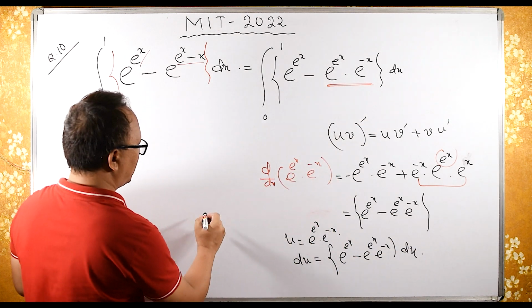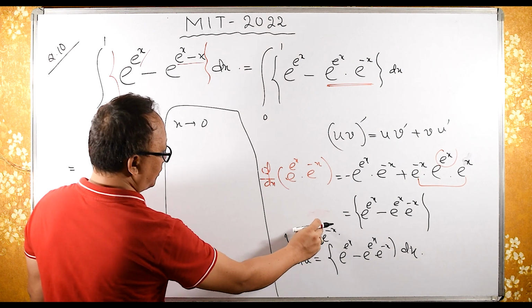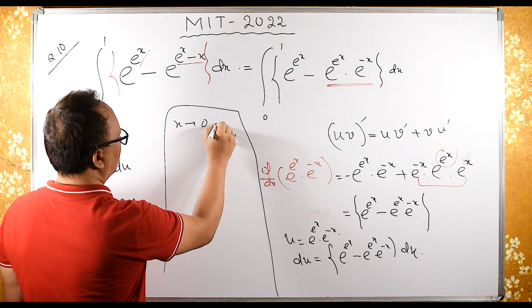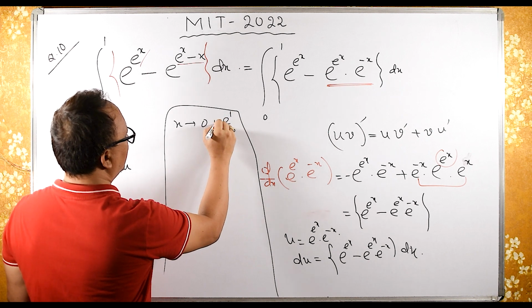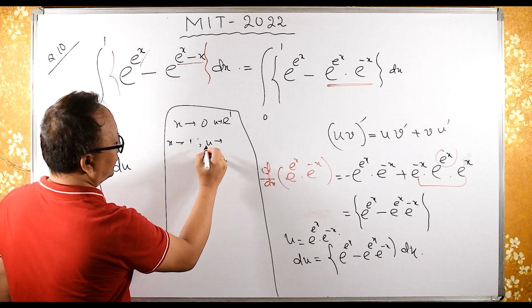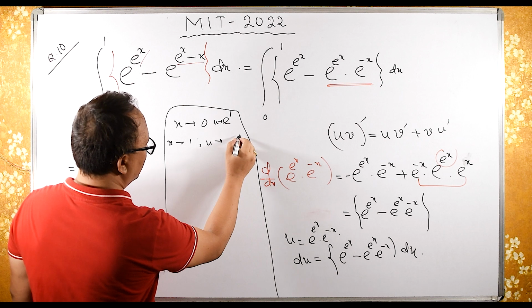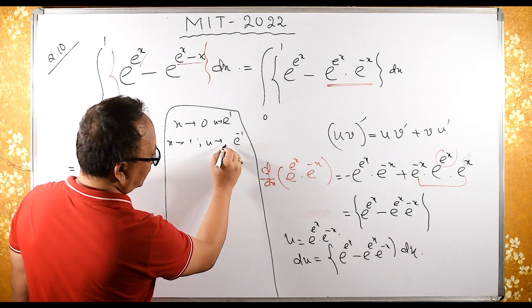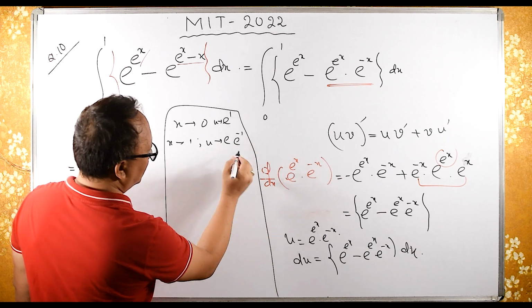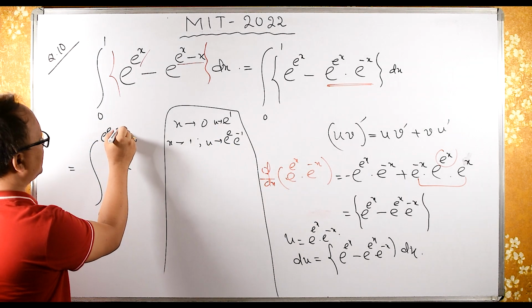So let's change the limits. When x tends to 0, this becomes 1, as e raised to 0 is 1. Therefore, we'll have only e raised to 1. Now u tends to this. When x tends to 1, what does u tend to? When x tends to 1, then e raised to e raised to minus 1.